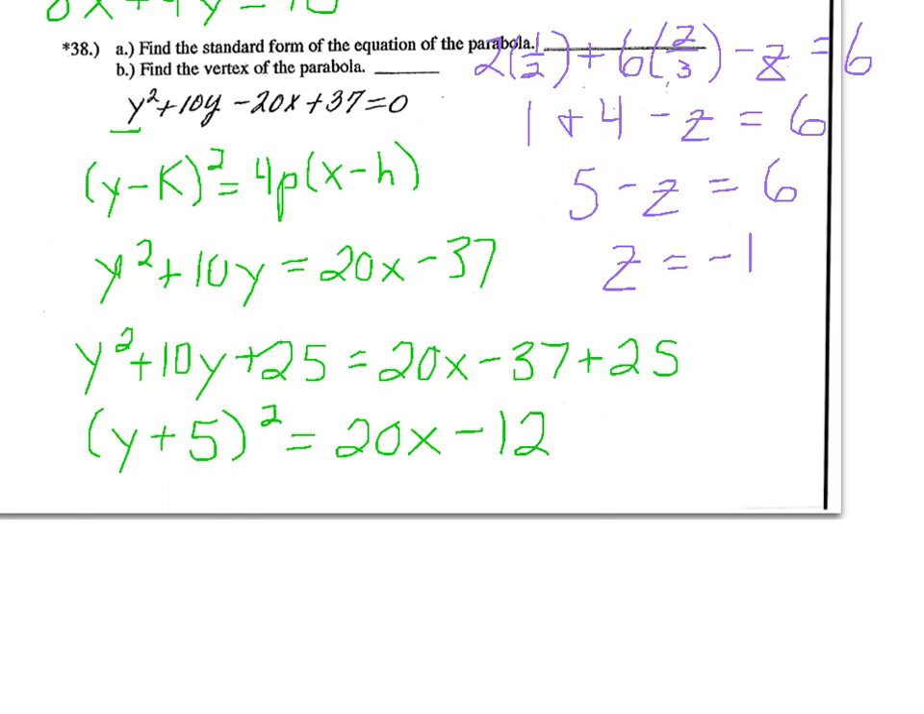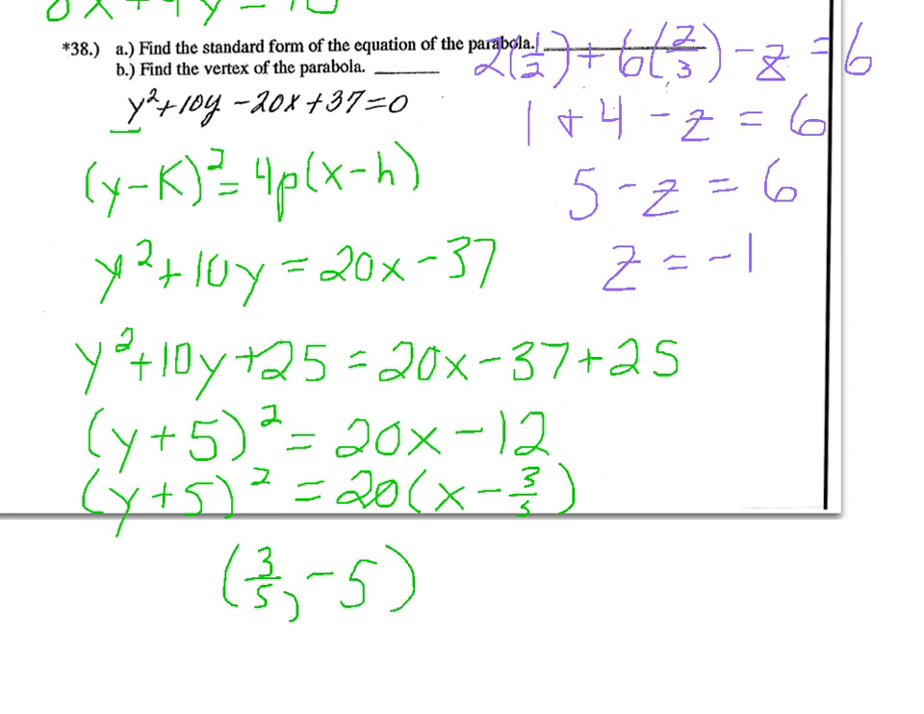It's almost in standard form, but what we want to do is factor out a number, so we have x minus a number in parentheses. So our final equation will be y plus 5 squared equals 20 times x minus 12 over 20, which reduces to 3/5. And there's the standard form of our parabola. To find the vertex, we just use h comma k. So our vertex x value would be 3/5, since that's the value with the x, and -5 with the y.